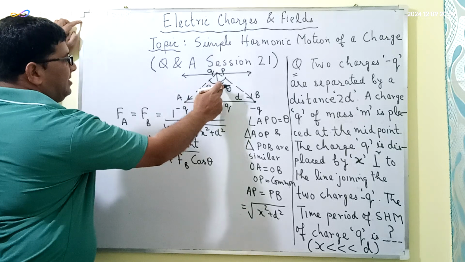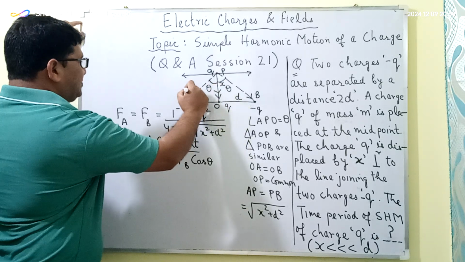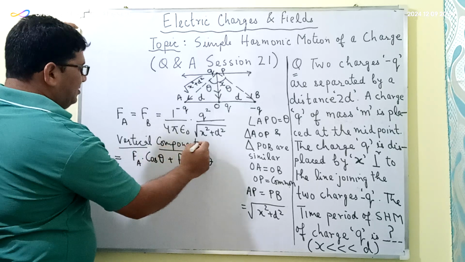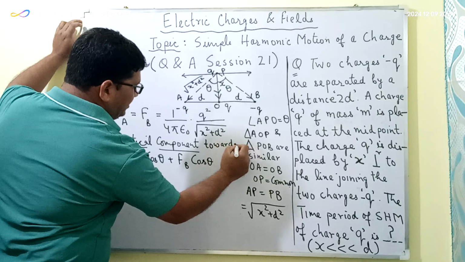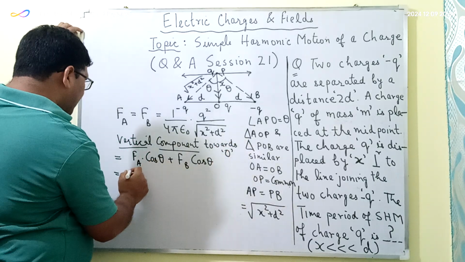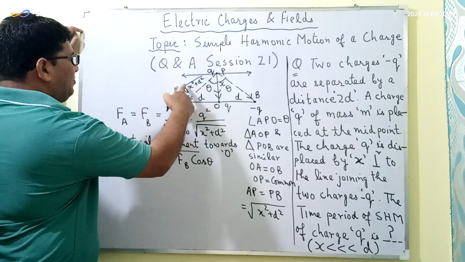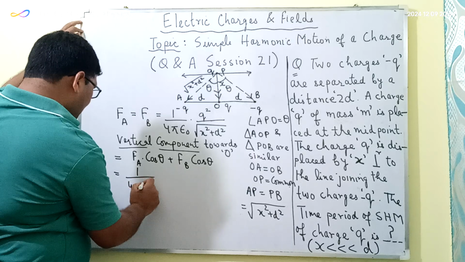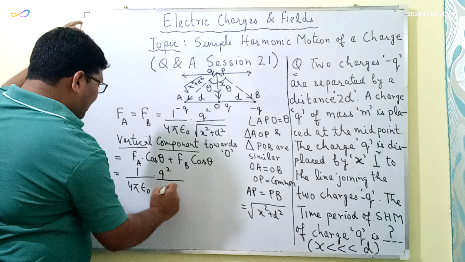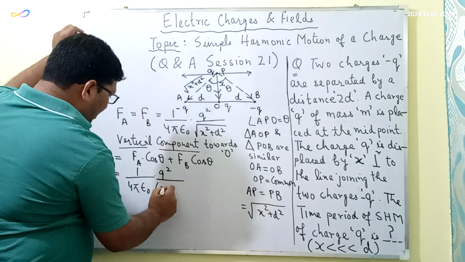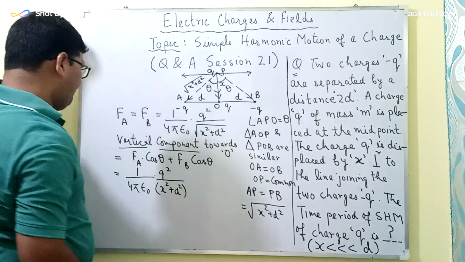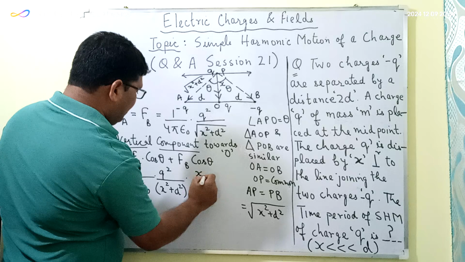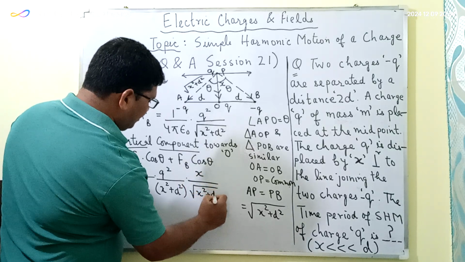Now the value of cos theta can be substituted as base upon hypotenuse, that is x upon under root x square plus d square. So the vertical component towards the mean position, that is O, will be equal to this value, where cos theta will be equal to x upon under root x square plus d square. So since Fa is equal to Fb, I will be simply writing the value as 1 by 4 pi epsilon naught into q square divided by x square plus d square, which is the value of Fa, into cos theta. Cos theta will be equal to x upon under root x square plus d square.